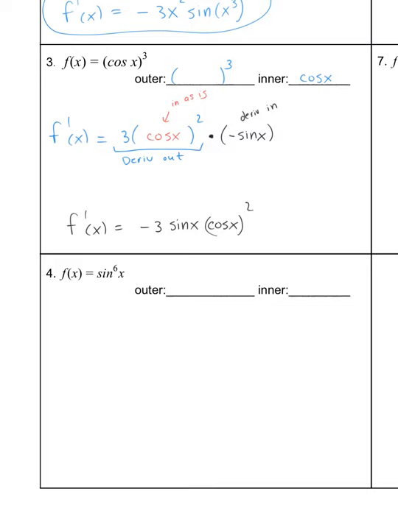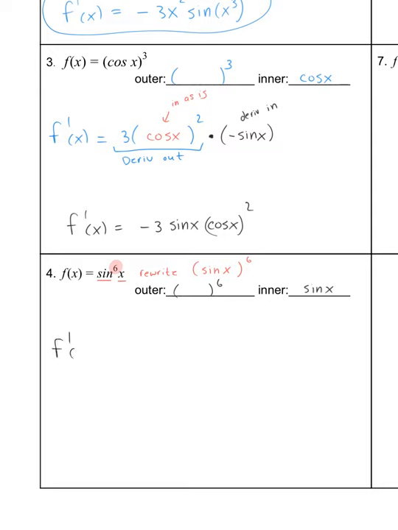Number 4. Remember when you see this weird trig notation, that exponent right here, 2, applies to everything immediately to the left and to the right. So rewrite it, because it's easier to see what's outer and inner. That is the same as the sine of x all to the 6th. Now that you can see that this is your outer function, you're sixthing the sine of x. So our outer function is something to the 6th, and our inner function is the sine of x.